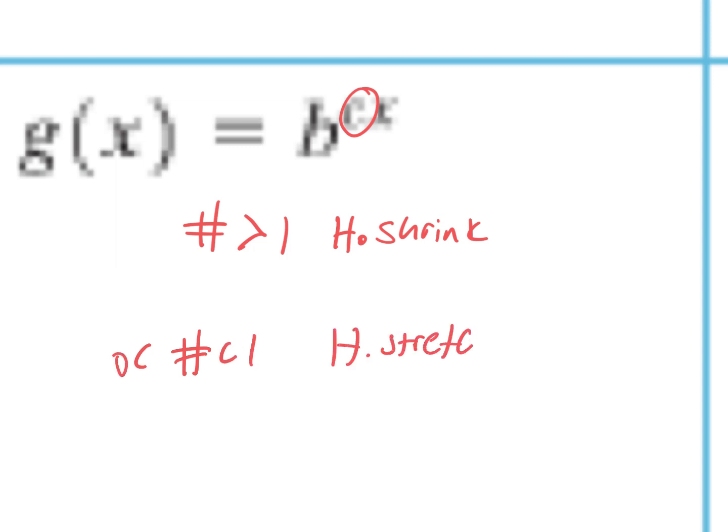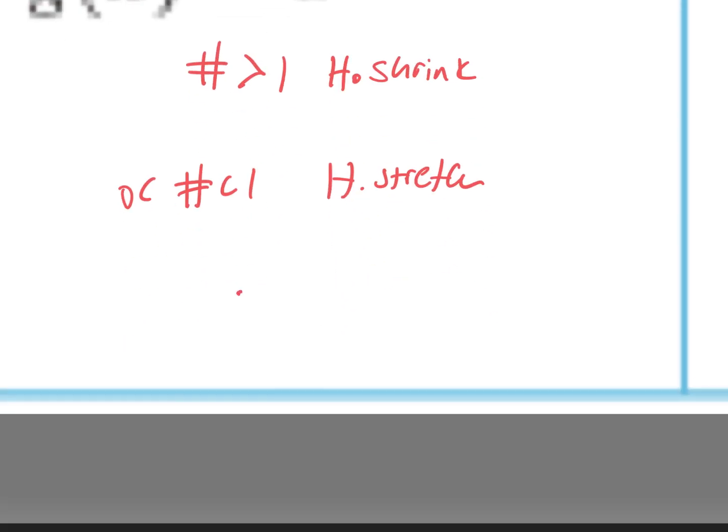So what that looks like is if you had like 3 to the 2x versus 4 to the x over 3. Which one of them is a horizontal stretch? 4 to the x over 3. Yep, this is a stretch. And this is a horizontal shrink.